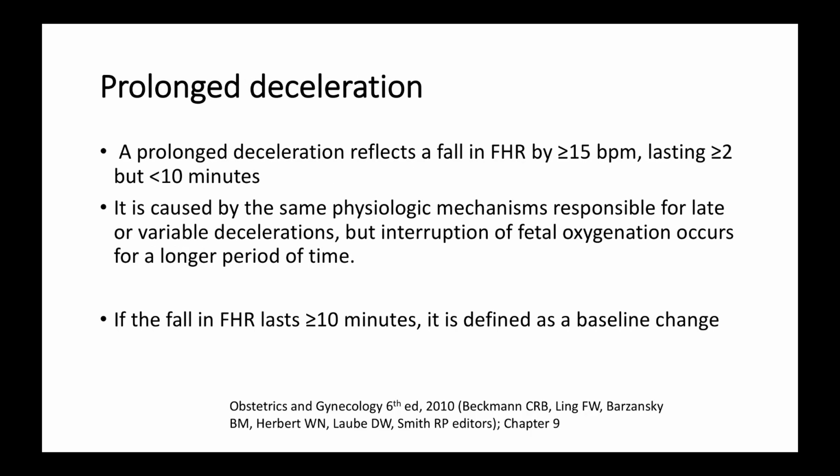We also have a term called prolonged deceleration. A prolonged deceleration reflects a fall in fetal heart rate by greater than 15 beats per minute, lasting more than 2 minutes but less than 10 minutes. And this is caused by the same physiologic mechanisms responsible for late or variable decelerations. However, the interruption of fetal oxygenation occurs for a longer period of time. If the fall in fetal heart rate lasts more than 10 minutes, then that is defined as a baseline change.